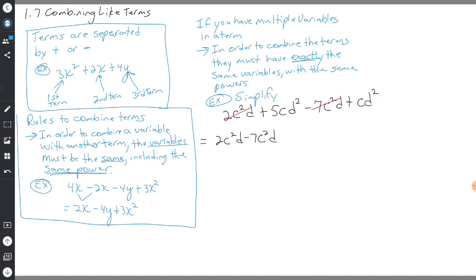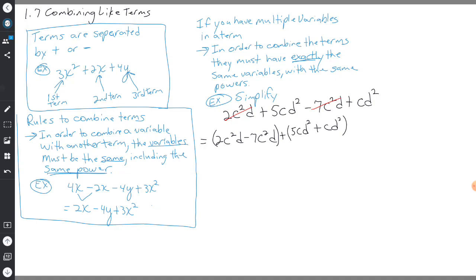So we have a plus 5, and let's put a set of parentheses around it just to hold it. We have plus 5 CD squared. And again, we would look for exactly CD squared if we do have it in the problem. And we do. So we would do plus CD squared.